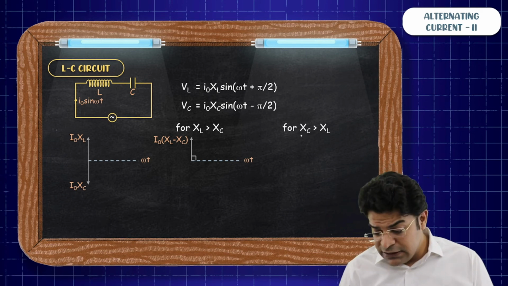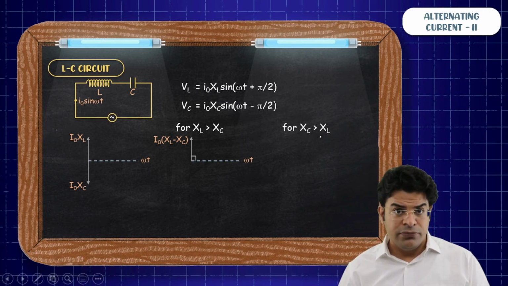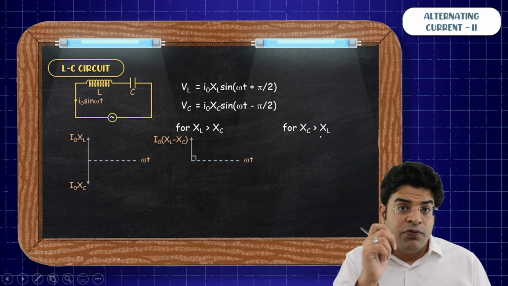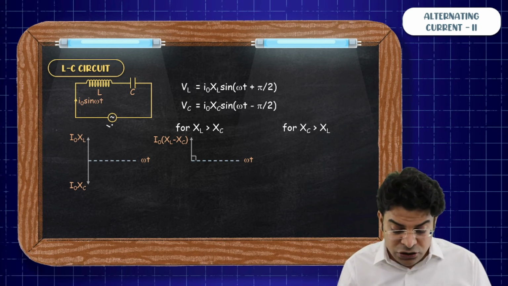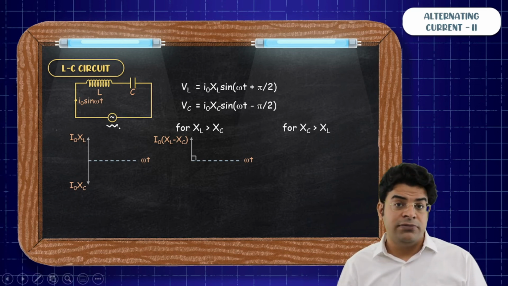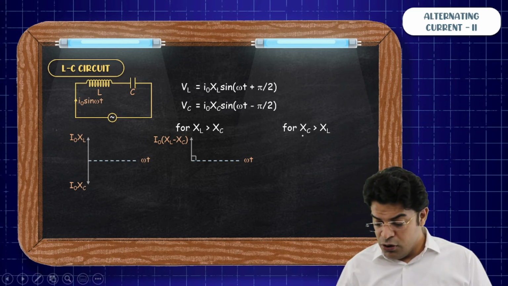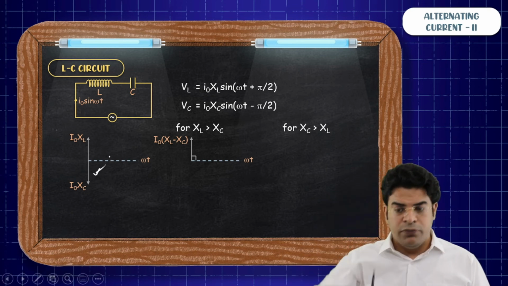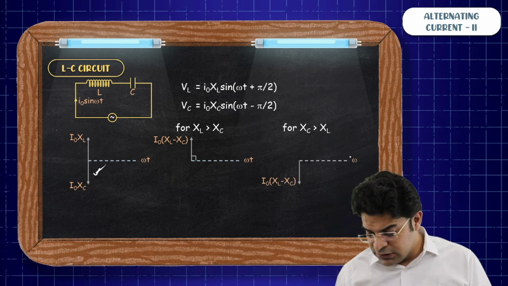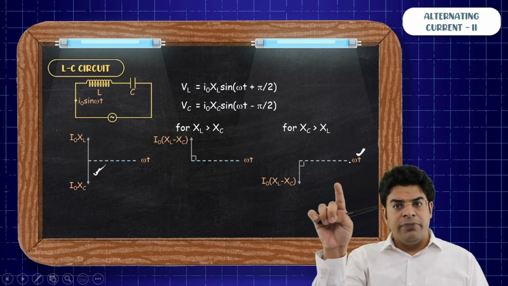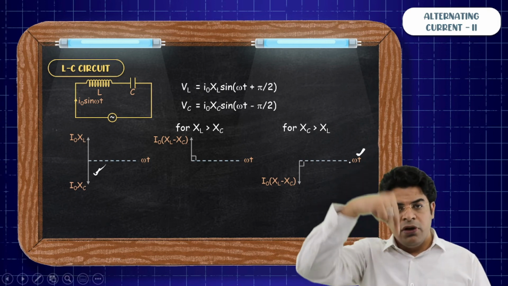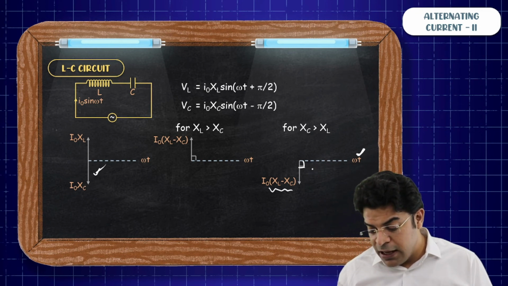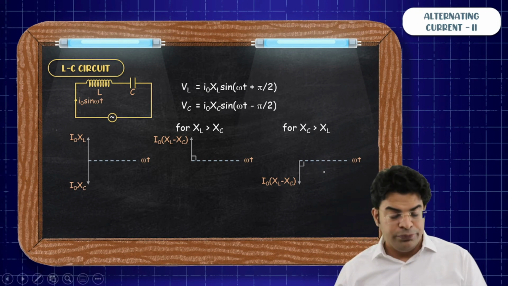If XC comes out to be more than XL, for XC to be more than XL, the frequency of the source has to be less than the resonance frequency. Think over it. Now, for XC greater than XL, you will get the net resultant downward. So you will say this is the phase of current omega t, and the net potential drop is pointing downward. So you will say that the potential lags behind the current by a phase of pi by 2.